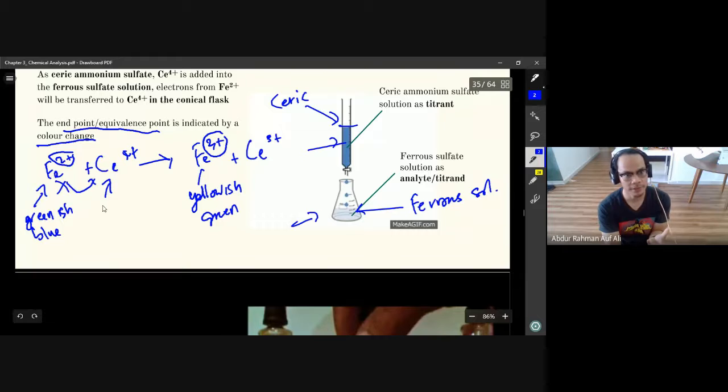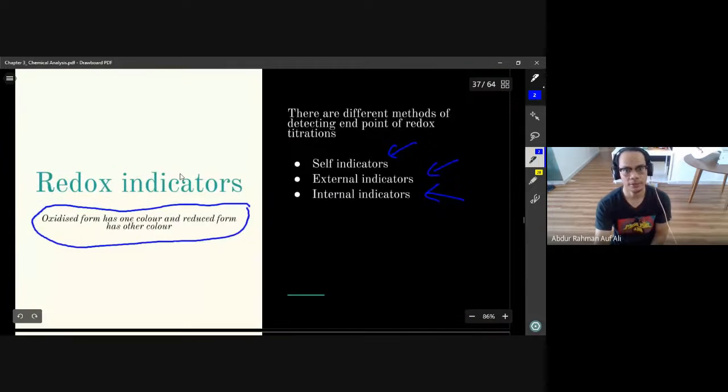So we know that is the equivalence point. So we know that is the end point. So when it becomes yellowish green, that's it, we stop titrating. So that is an example of self-indicator.